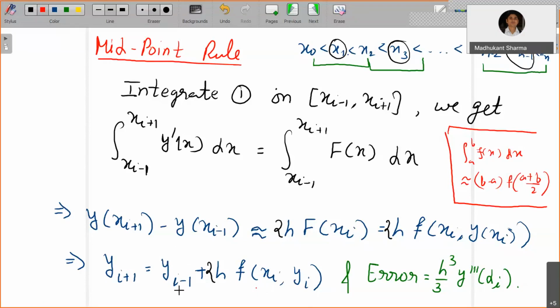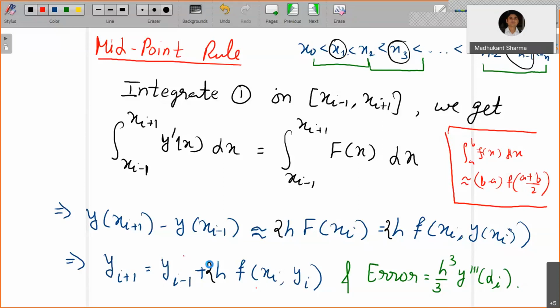So what we will do is approximate y1 by using one of the single step methods: Euler's method, the RK method of order 4 or 2, or Taylor's method of any higher order. So it is not a self-starting method. You need to start with some single step method, then it is fine.